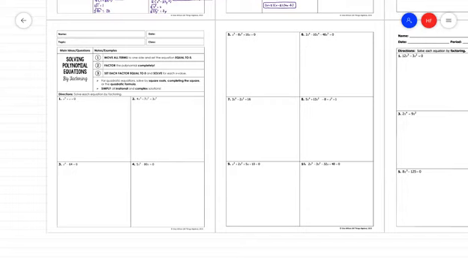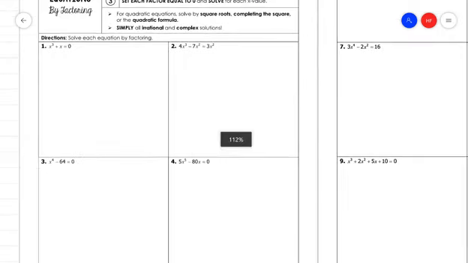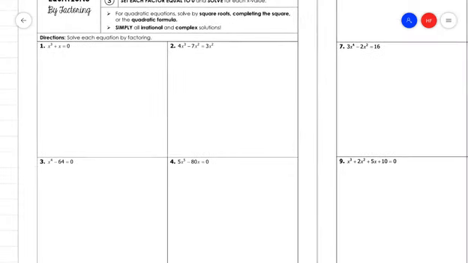Alright, so today we are finally solving polynomial equations by factoring. Yesterday we had a very in-depth review on how to factor, and today we're going to be using that to solve our polynomial equations.